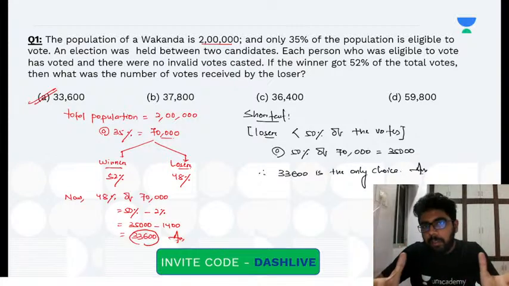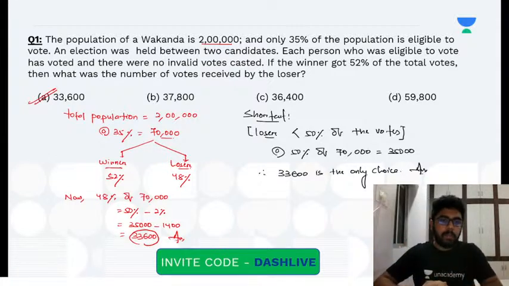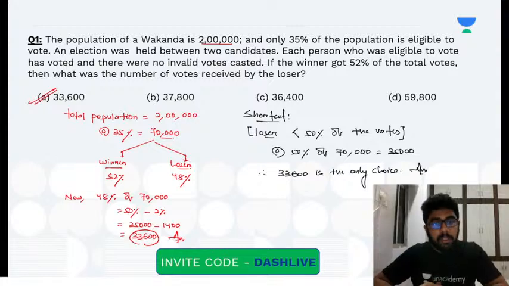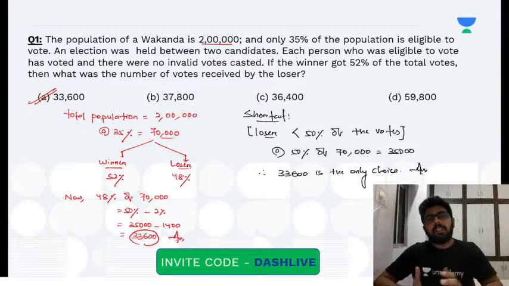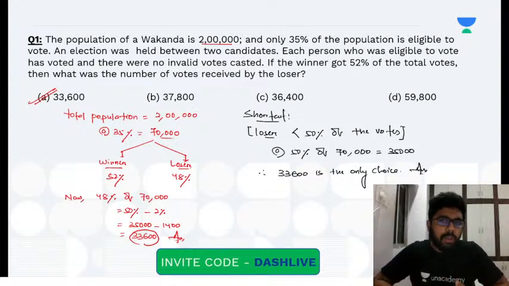I didn't get into the calculation. I can calculate. You can see on the right part, left part in the red I have written. That's the way of calculating. But without calculating also, I can just easily conclude that the loser has to have less than 50% of the votes, and less than 50% means less than 35,000. Only one option satisfies this.